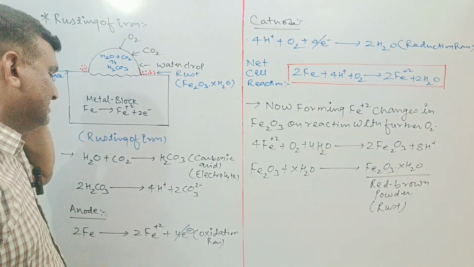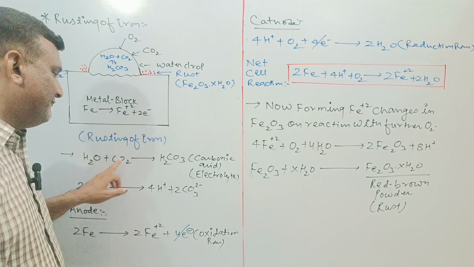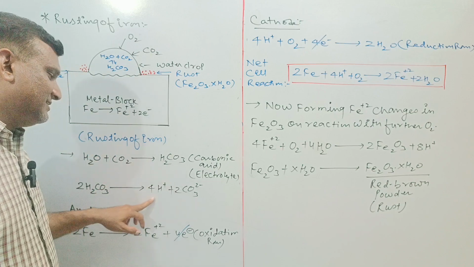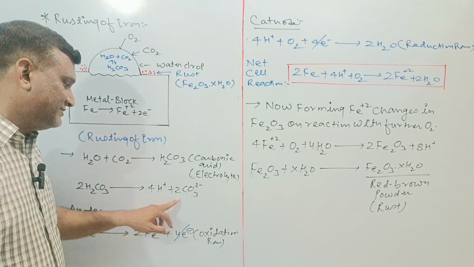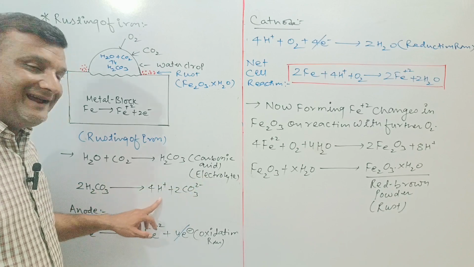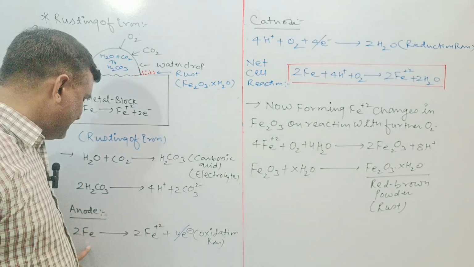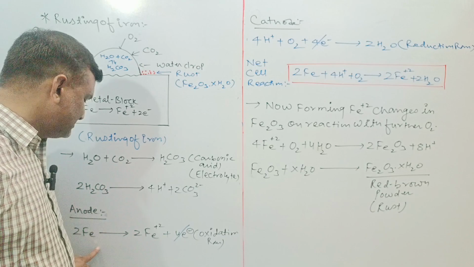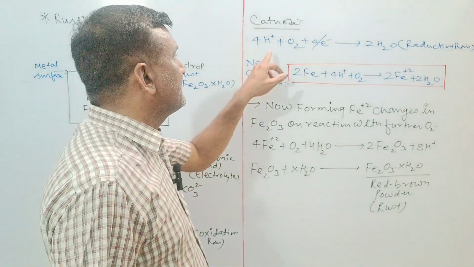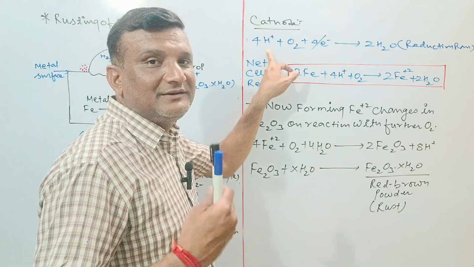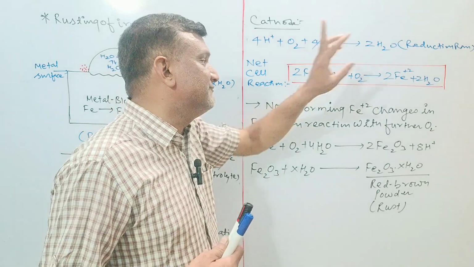First of all, there will be participation of CO2 dissolving in a water droplet and formation of carbonic acid. Here carbonic acid acts as an electrolyte, dissociating into 4 of H plus and CO3 2 minus. The electrolyte increases the rate of reaction. So first of all, the metal surface will act as an anode and loses electrons, getting oxidized, and the dioxygen of the atmosphere changes in water.